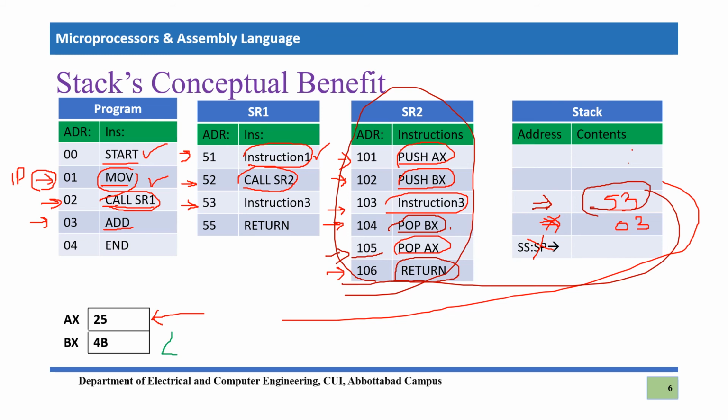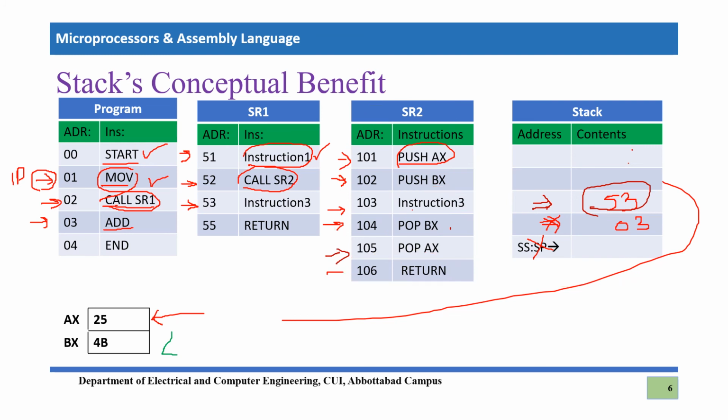Let me erase everything, because this is no more here, and IP will come back to this position. 53 will be loaded, and that 53 is removed from the stack, so stack pointer is on 03 now, and this instruction will be executed. So IP will be pointing to this instruction, and then this return instruction will be executed.